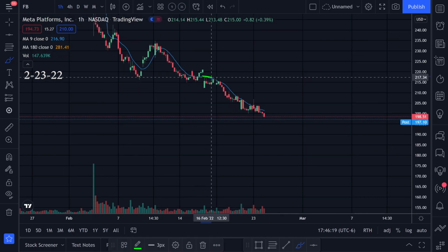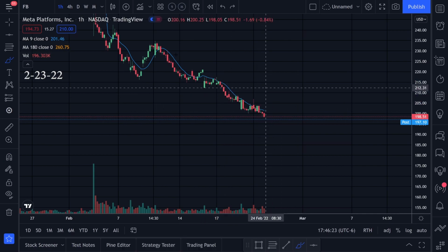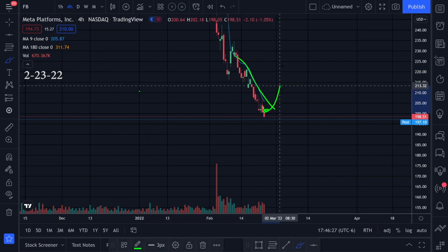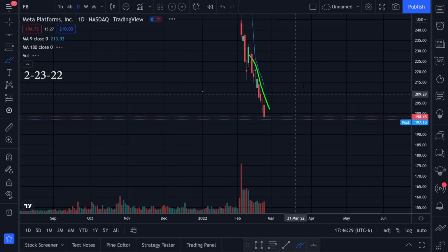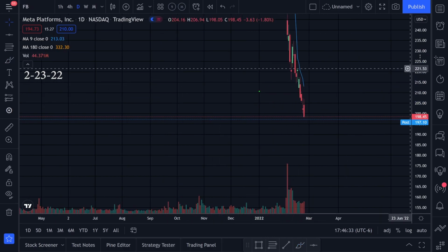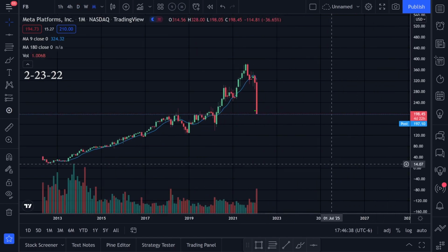So you could look at this 180 with the 9 moving average on the 1 hour time frame. If we break above that, then we can start going up to the next time frame, the 4 hour time frame, look for a break in that, and so on and so forth. But we need to break these moving averages before we start getting bullish, in my opinion. And like I said, the main one that we want to break is this monthly moving average.